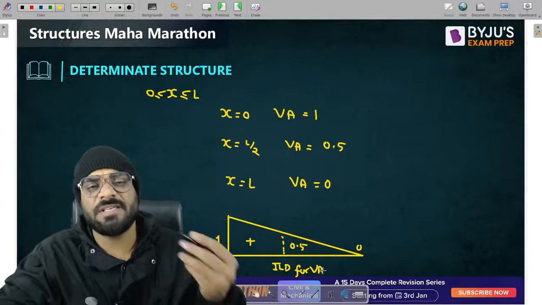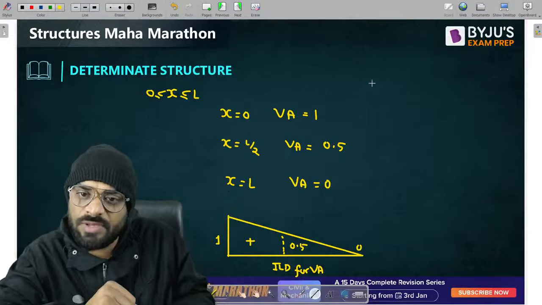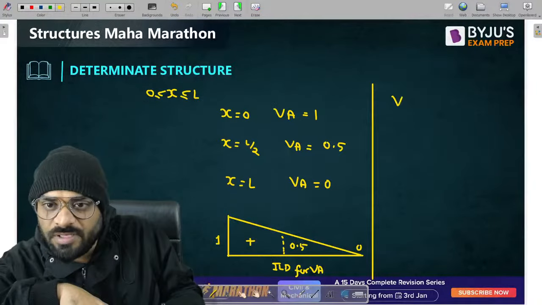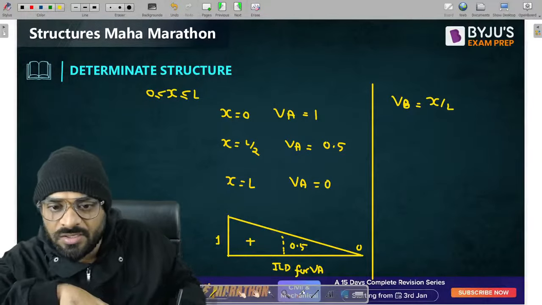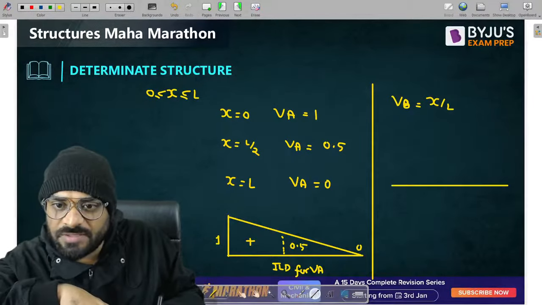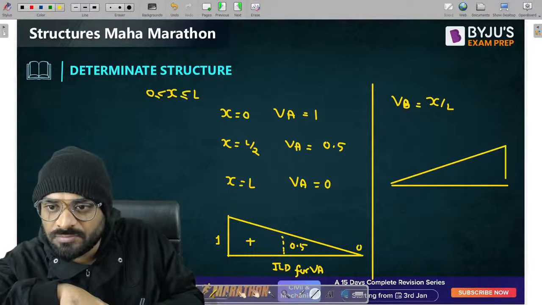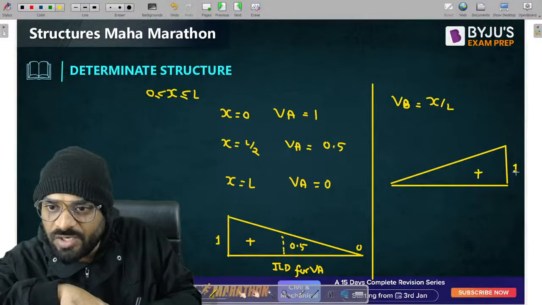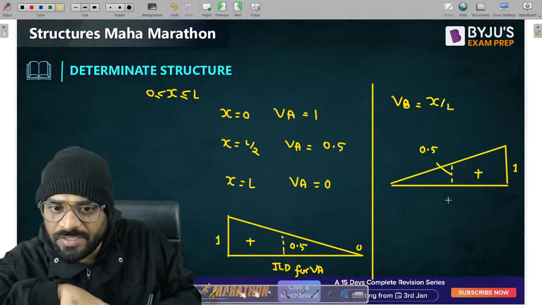In the same way, we can draw the ILD for VB also, right? What should be our variation for VB? If you solve this, you will get VB equal to X by L. So our ILD for VB will be like this. This value is 1, this value is 0.5, and this is our ILD for VB.